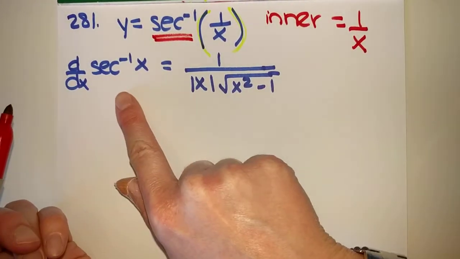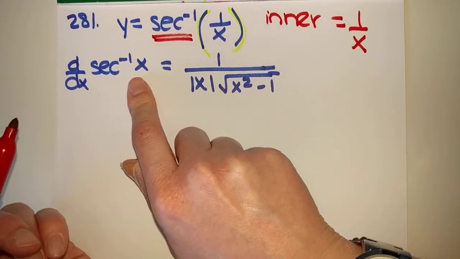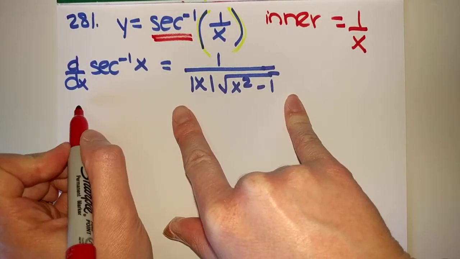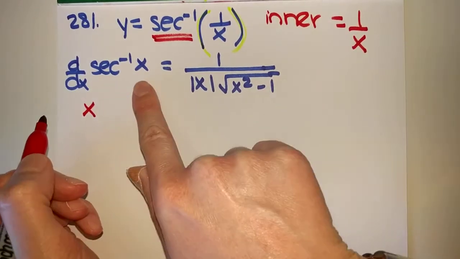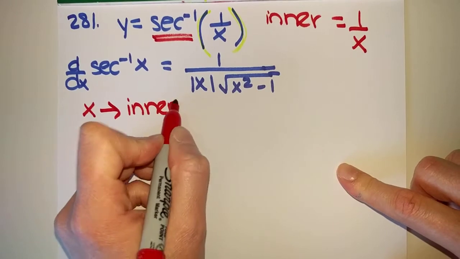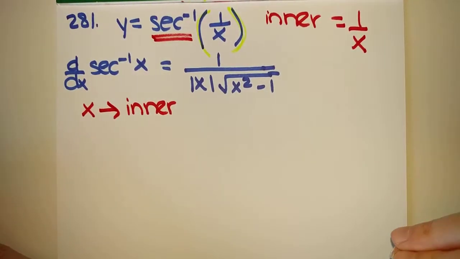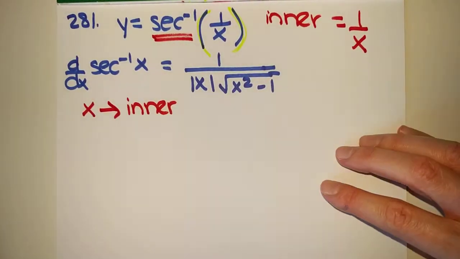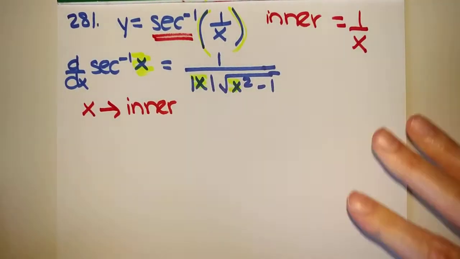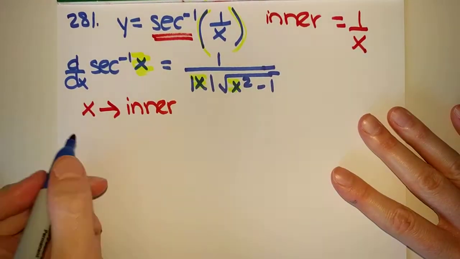So we have to use and memorize the derivative of secant inverse of x, which is as follows. To apply this to get our derivative of our outer, we are going to replace all of the x's that are in this formula with the inner function, and that will give us the derivative of the outer. In this case, I have x here, here, here. All of those in the formula are going to get replaced with the inner function.